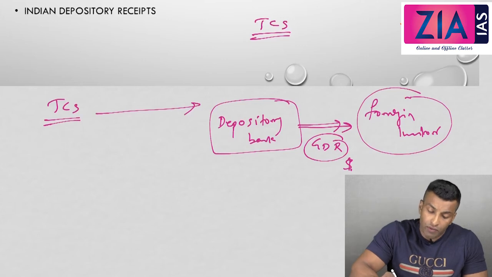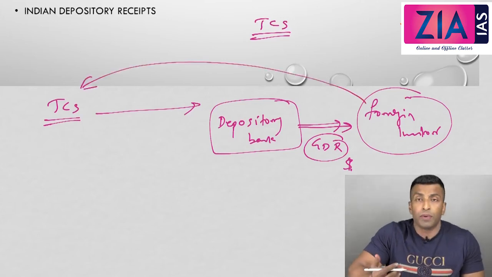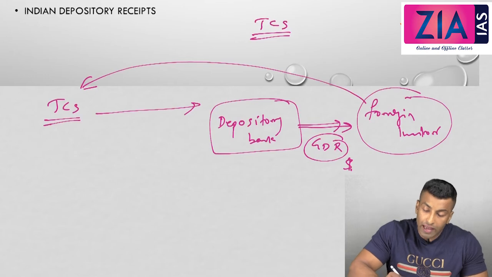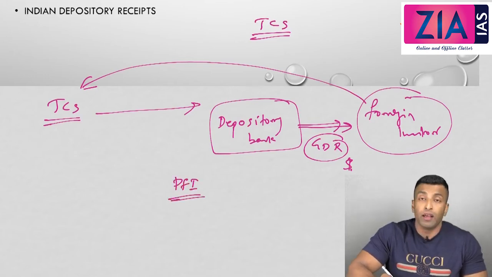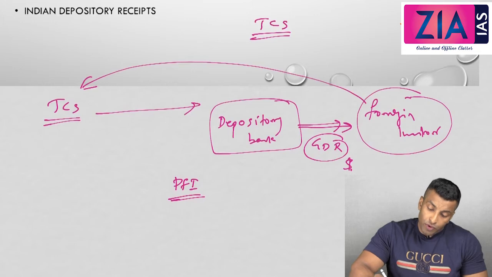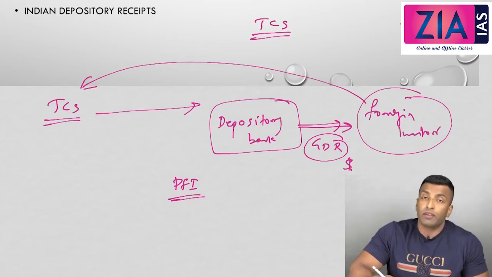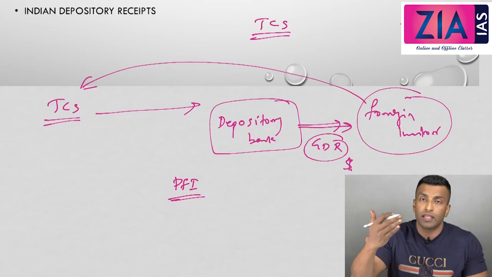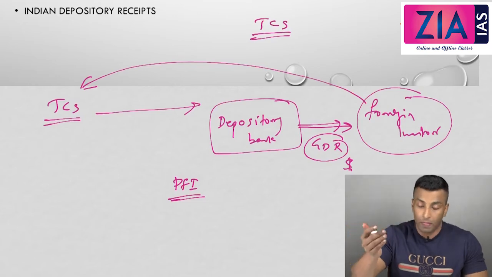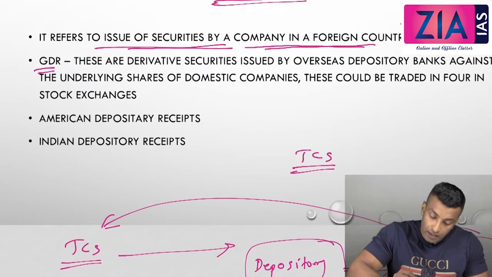So ultimately the funds will go to the company. The company is getting forex, the company is getting money, and it's a kind of FDI only. Now see, after the foreigner buys this GDR, once the GDR is issued, it will be listed in their stock exchange. Now this GDR can be bought and sold. Okay. So let's look into the definition.